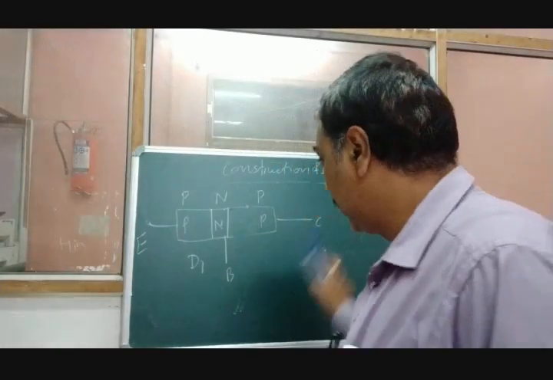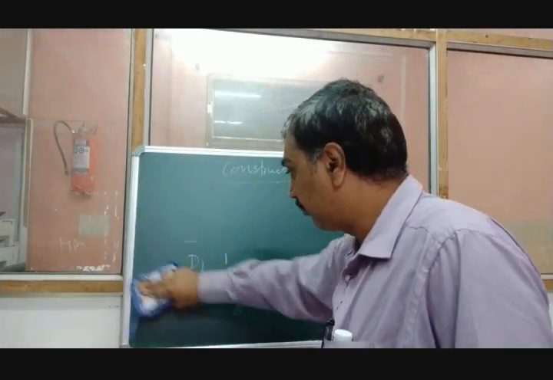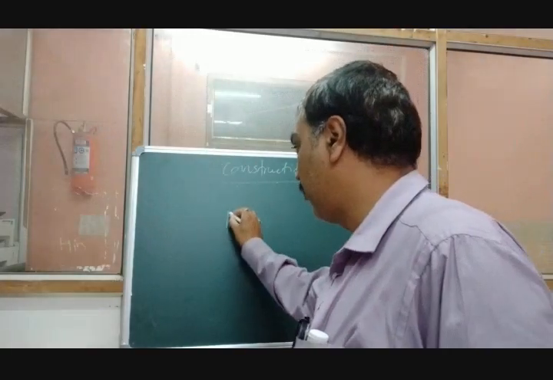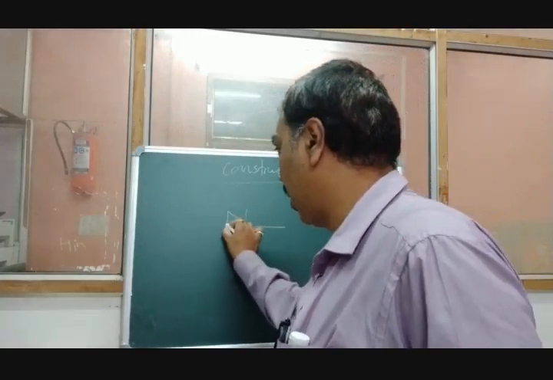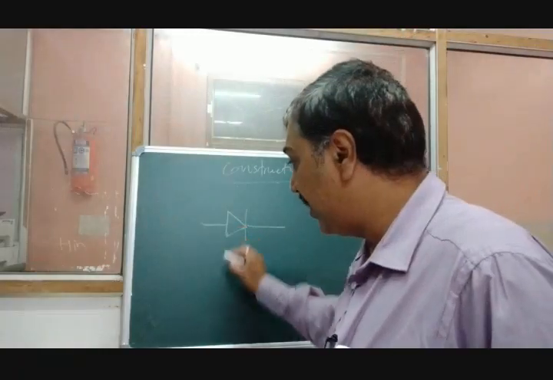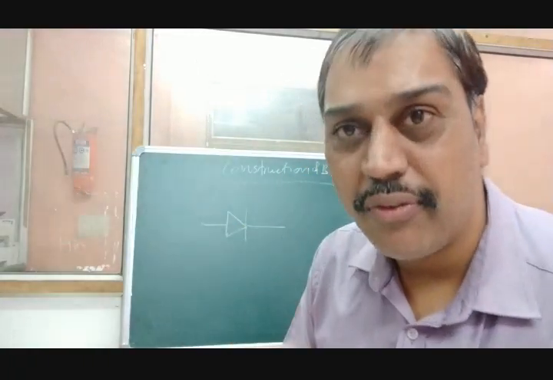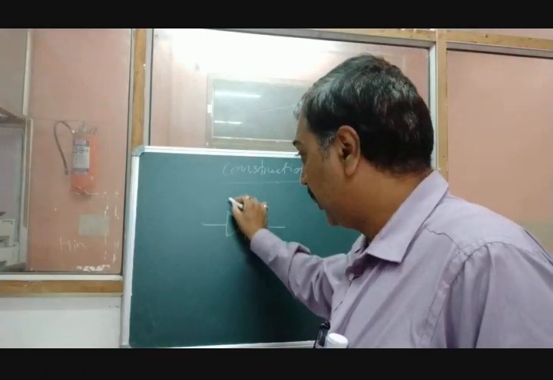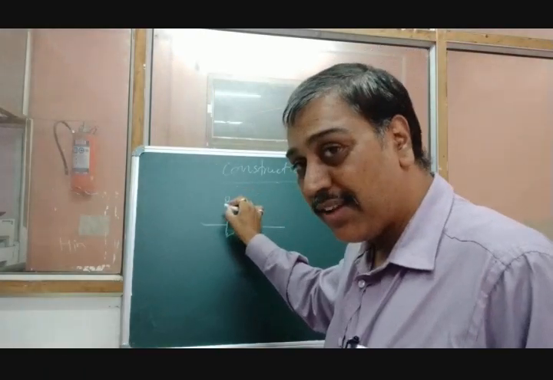Apart from this, if you remember, in case of a diode we have seen the symbol. Such a symbol we have drawn for a diode. This is the symbol for a diode, if you remember. Symbol for a diode means what? This arrow represents the direction of current. Current flows from positive to negative, so this arrow side is positive, meaning P-type semiconductor.